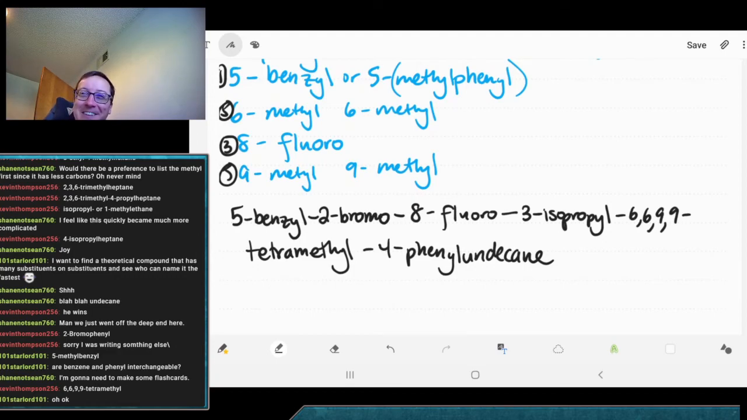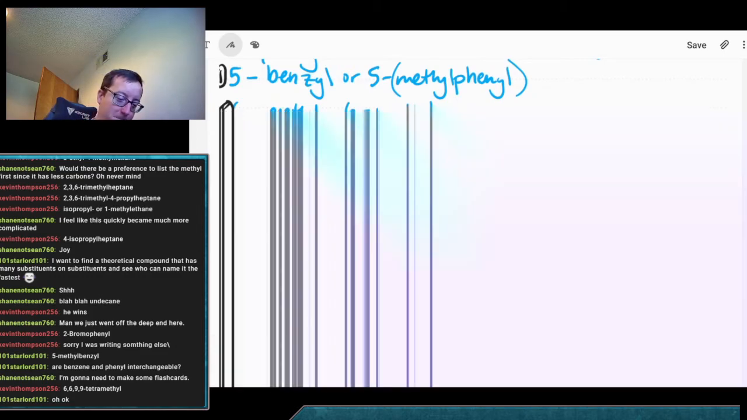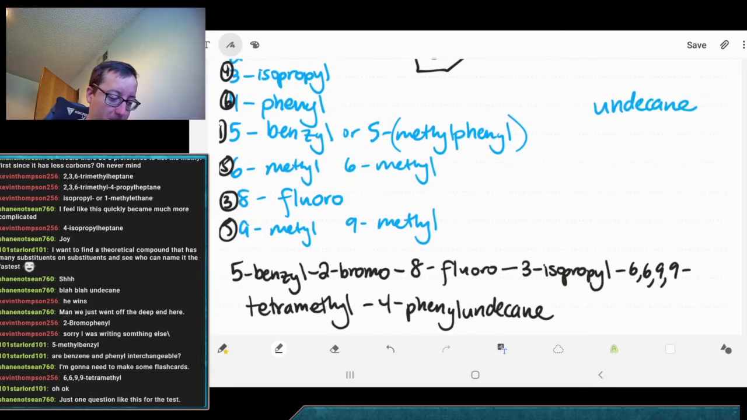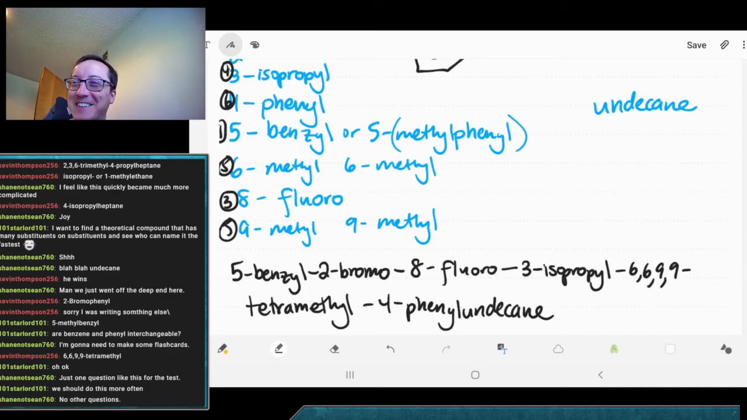Isn't that fun? Amaze your friends. You can read all of these names. We should do this more often. Yes, this is the only question on the exam. That's it. Just name this 20 carbon nonsense.